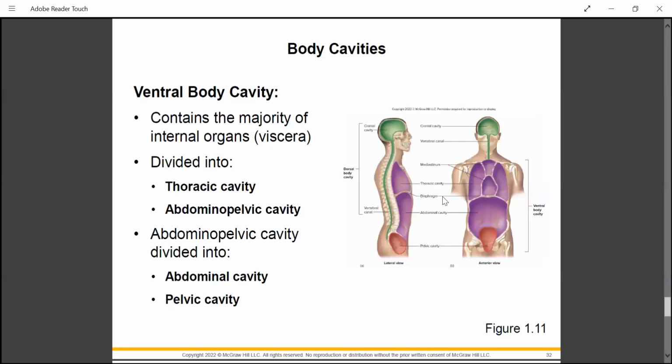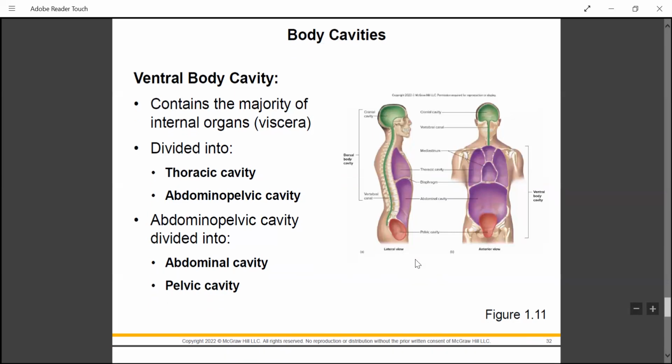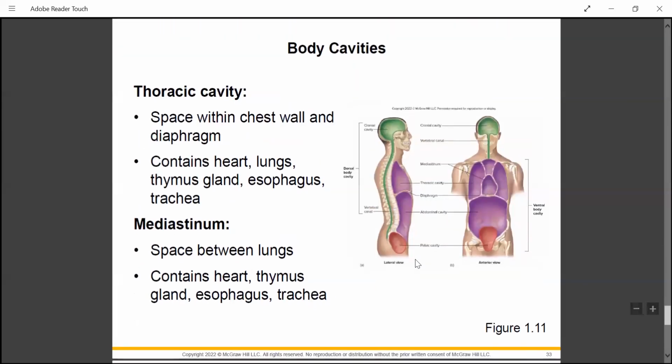We can go further in the abdominopelvic cavity. The abdominal cavity and the pelvic cavity, named that way, makes sense. Okay, focusing in on the superior cavity of the ventral cavity is the thoracic cavity. This is the space within our chest wall, and like I said, the dividing line is the diaphragm. Our heart, lungs, thymus gland, esophagus, and trachea are all located within the thoracic cavity. The mediastinum here is the space between the lungs, and this is where our heart itself sits.